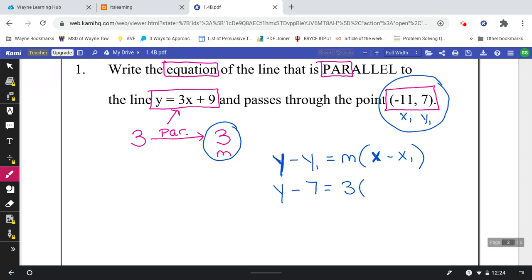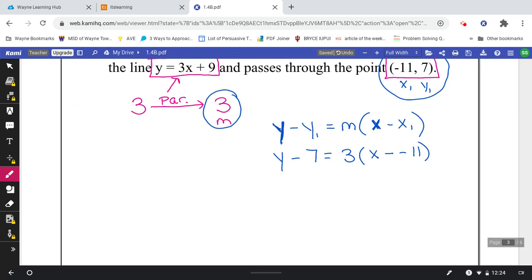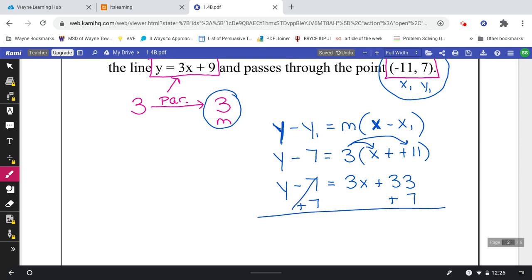Your setup should look like this. Notice your double negative on your 11. I'll make that a plus. Then I distribute. Then I get the y completely by itself by adding 7. Final answer, y equals 3x plus 40.